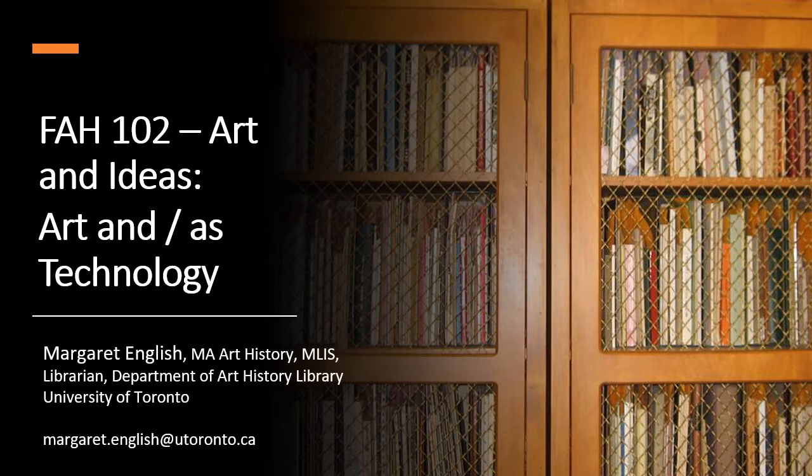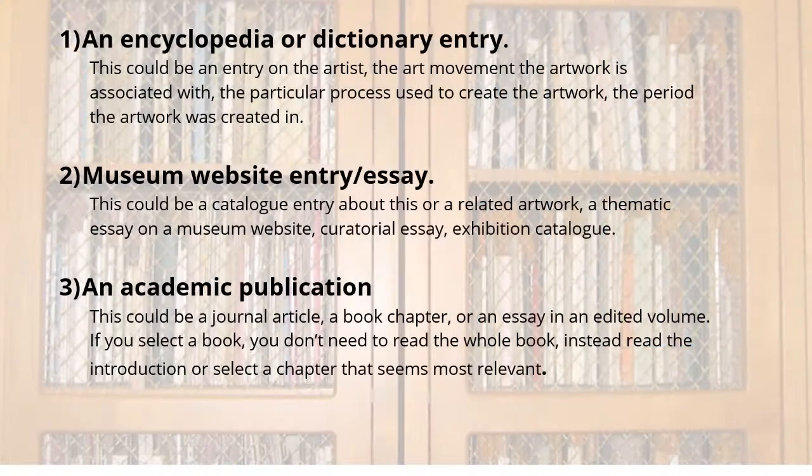My name is Margaret English, and I am the librarian at the Department of Art History Library at 100 St. George Street, up on the 6th floor. Below is my email address, margaret.english@utoronto.ca, and you are more than welcome to contact me at any time with any questions that you might have.